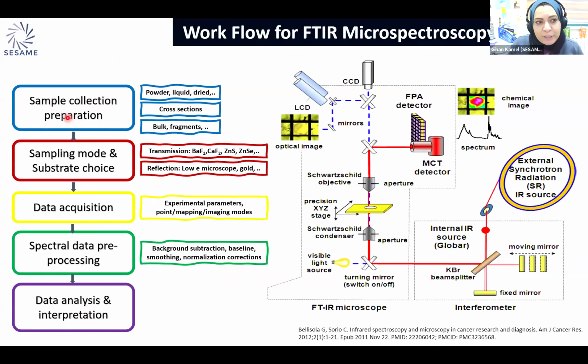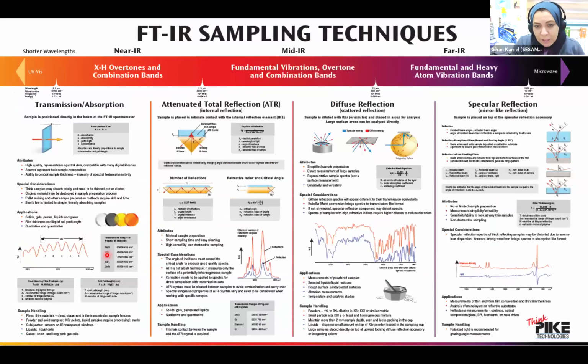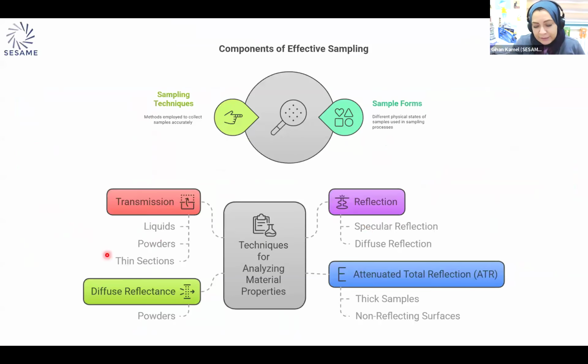So for sample collection, preparation, your sample can be powder, liquid, or dry, thin film, can be cross-section, can be bulk, fragment. Sampling mode and substrate choice means you are working in transmission or reflection. Transmission means you have to put your samples on any of the IR transmission windows, and for reflection, it's the same. Data acquisition, either you are doing like point spectroscopy, mapping, or imaging, and again, for spectral data processing or analysis, it depends on what you need to know further. So I put here a few information that you can go back to.